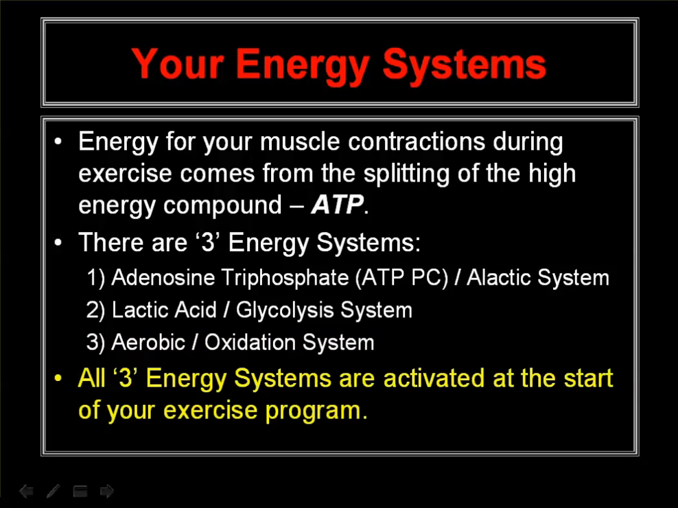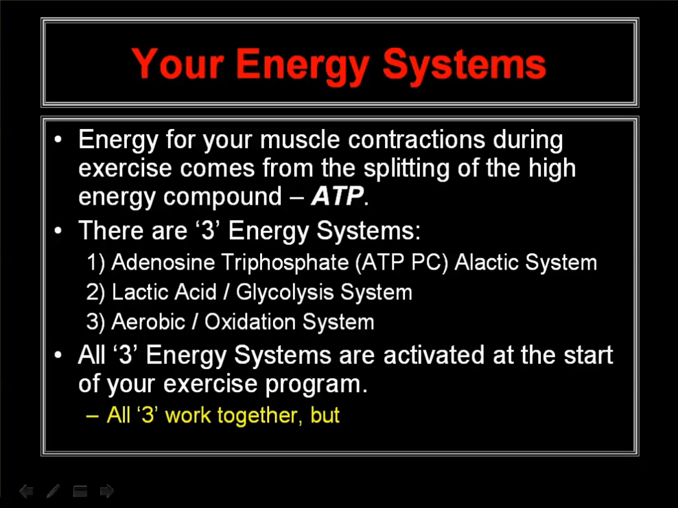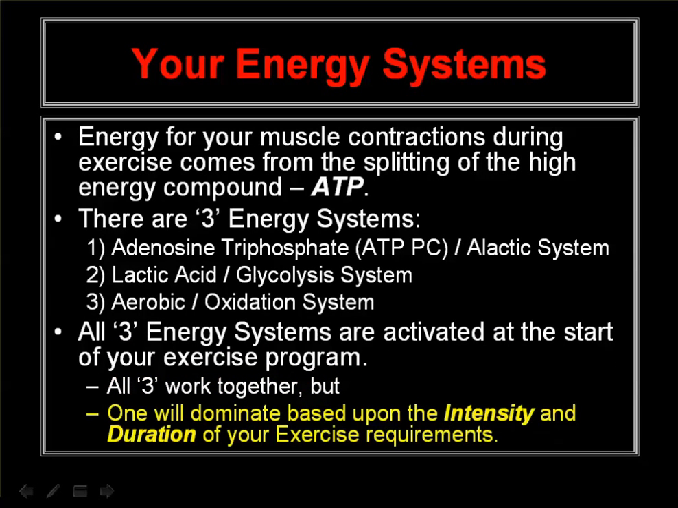Now, all 3 energy systems are activated at the start of your exercise program. If you were to jump up from your seat right now and walk across the room, all 3 of these energy systems would come online. They all work together, but one will dominate based upon the intensity and duration of your exercise requirements, or just how fast you jump up and how hard you run across the room. Here again, the critical elements are the interaction between the intensity and the duration of your exercise program.